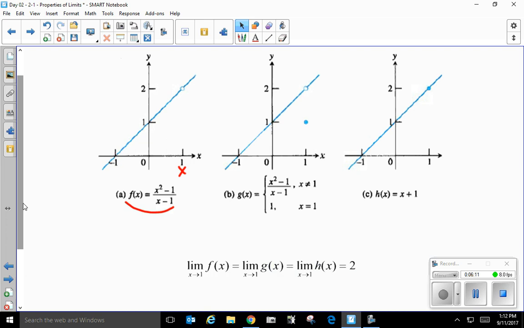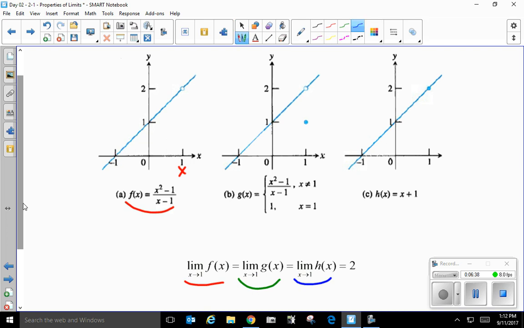The limit of f of x as x approaches 1 is equal to the limit of g of x as x approaches 1, and that is equal to the limit of h of x as x approaches 1. They are all equal to 2. And let me explain that to you, because some of these graphs are like, but there's a hole in that graph. Let me explain.